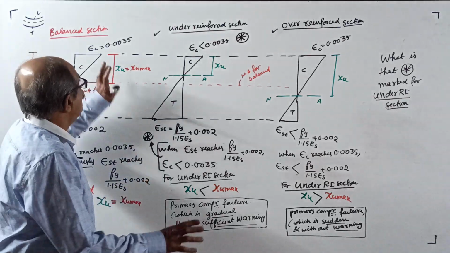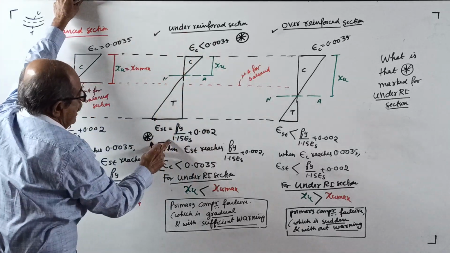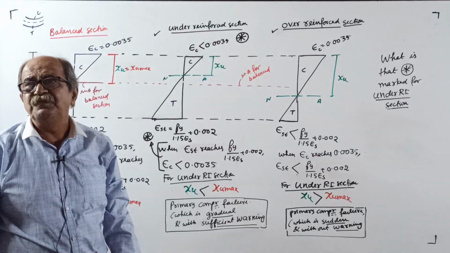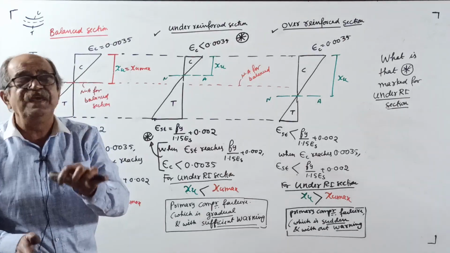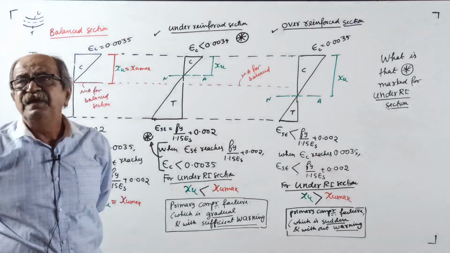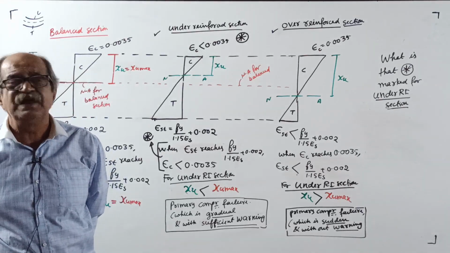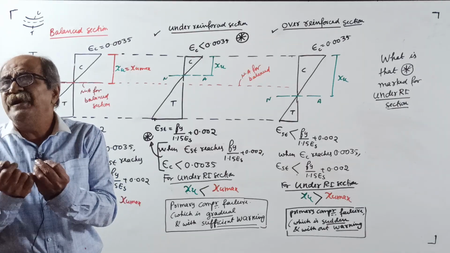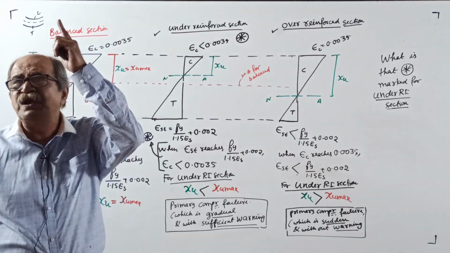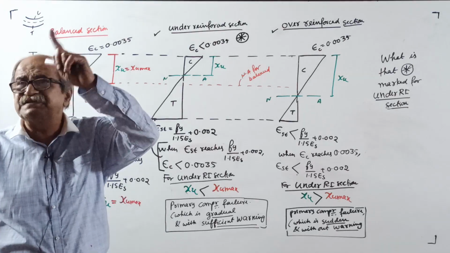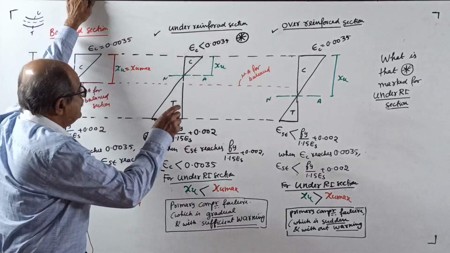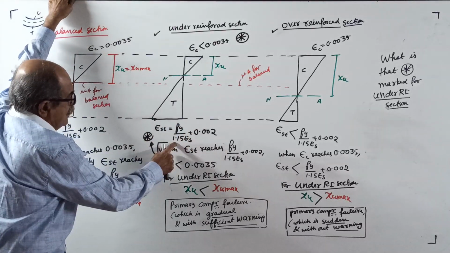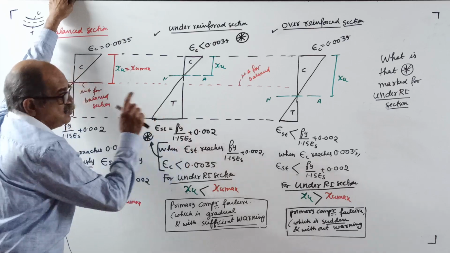Now in the under-reinforced section, the amount of tension steel provided, the cross-sectional area of tension steel provided, is less than that required for a balanced section. Therefore, the strain in tension steel will rapidly increase. See what I told in the working stress method, same here. There I told stress, here strain. So finally a stage will come when the strain in tension steel will reach fy by 1.15 Es plus 0.002.